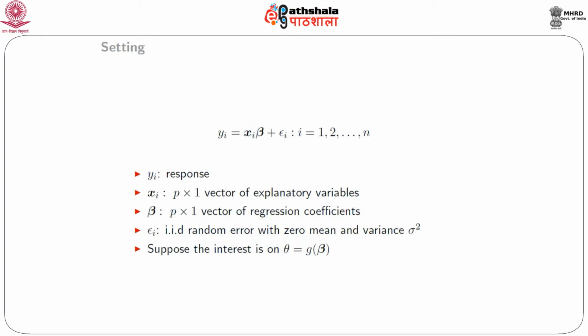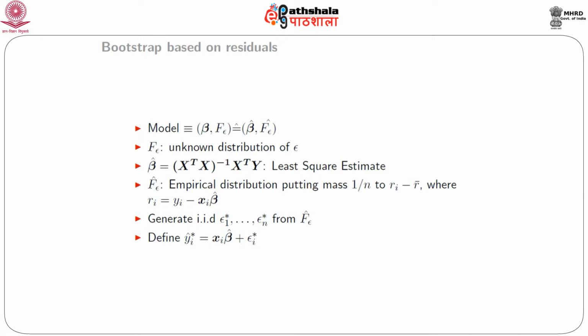is sigma square. Now, three types of bootstrap procedure are commonly used in context to the statistic theta, which is a function of beta. So, we assume theta is equal to g of beta. The first is bootstrap based on residuals. So, here the model that we consider is beta and F_epsilon.